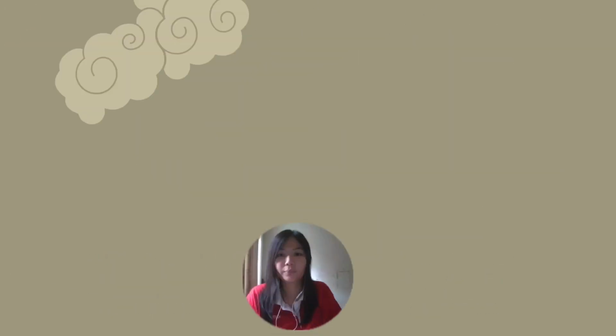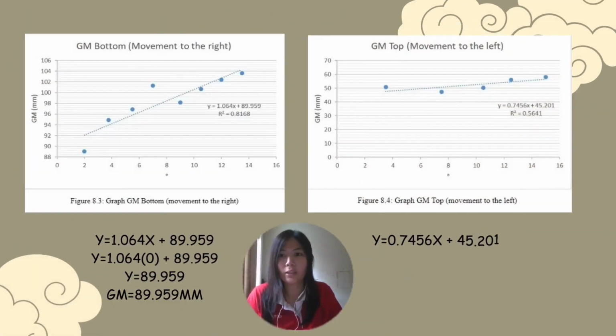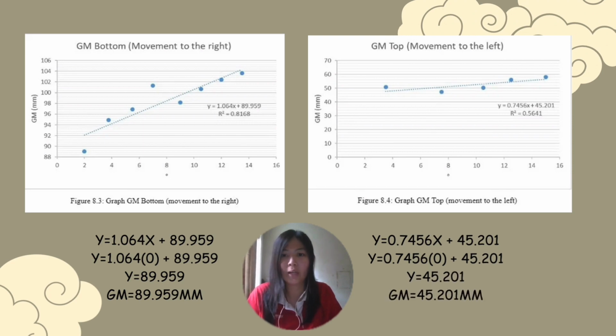43.759 millimeters. The third graph is GM bottom for movement to the right, and we obtain the value for GM is 89.959 millimeters. And the fourth graph is GM top for movement to the left, and the value of GM is 45.201 millimeters.